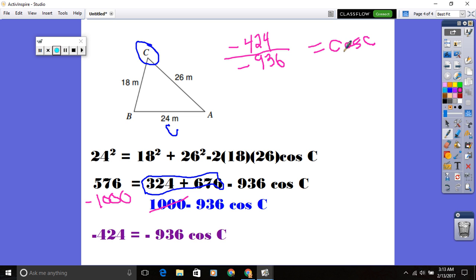Okay, I want to get rid of the cosine, so I'm going to do the inverse, which is cosine negative 1. And now I can type this in my calculator. So I would do the inverse of cosine, negative 424 divided by negative 936, and I get 63.06. Because we're doing angles, I want us to go to the nearest whole, so angle C is going to equal 63 degrees.